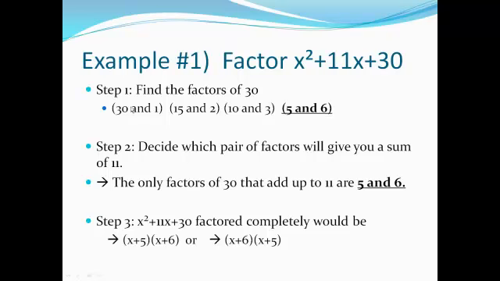I hope that you see that 5 and 6 are the only two that add up to 11 in the middle. They all multiply to give you 30, but 30 plus 1 will give you 31, which is not 11. 15 plus 2 will give you 17, which is not 11. 10 plus 3 will give you 13, which is also not 11, but 5 and 6 will multiply to give you 30, but also add to give you 11. So 5 and 6 are my factors that multiply to give me the outside term and that add together to give me the inside term. So step 3, x squared plus 11x plus 30 factored completely would be x plus 5 times x plus 6, or equivalently x plus 6 times x plus 5.